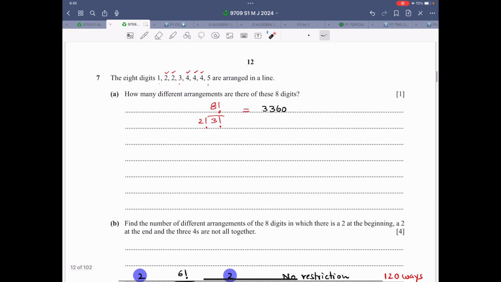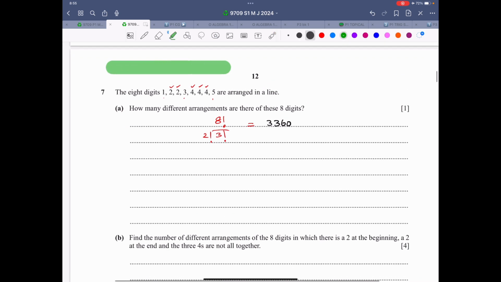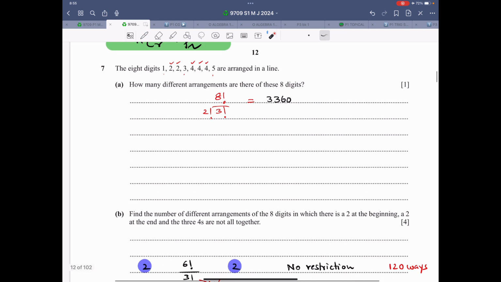Now comes the last question, and that is nothing else but permutation combination. Now the question says the 8 digits 1, 2, 2, 3, 4, 4, 4, 5 are arranged in a line. How many different arrangements are there of these 8 digits? 8 factorial, because there are 8 of them, divided by 2 factorial for the 2 2s, 3 factorial for the 3 4s. This answer is simple.